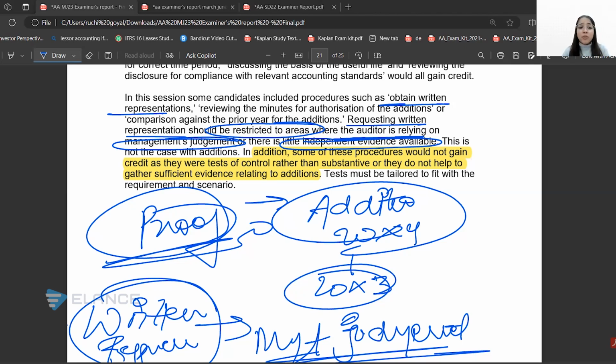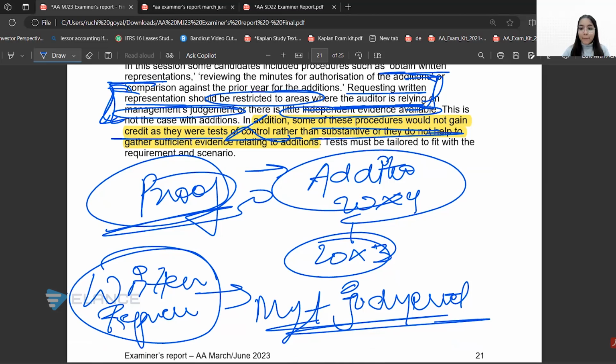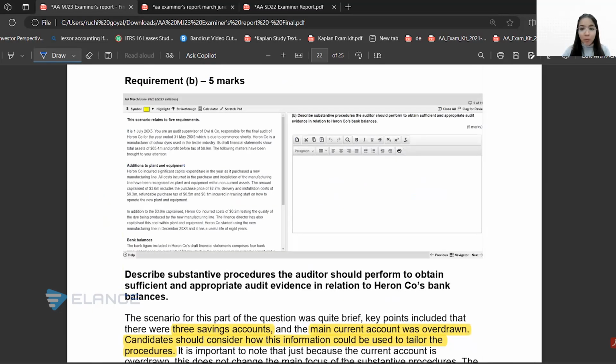See, when it comes to the provision, of course, the management is applying judgment, right? कि कितना provision बनना चाहिए, how much should be the provision. So those are the judgment areas. In addition, do you think there is any judgment? No. मशीन इतने की आई, मशीन इतने की रिकॉर्ड हुई, इसमें क्या जजमेंट लगाना है? इसमें भी जजमेंट लगाओगे? No, there's no judgment. Okay. In addition, some of these procedures would not gain marks at the test of control. Rather, this was useless. ठीक है? But ये point समझ में आया? Did you guys understand this point? Okay. So this was the one thing that I wanted to highlight.